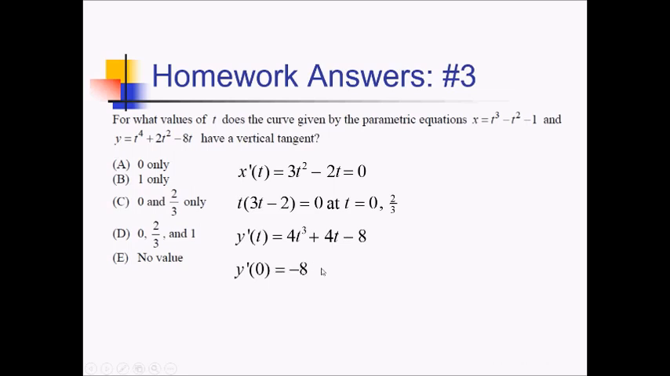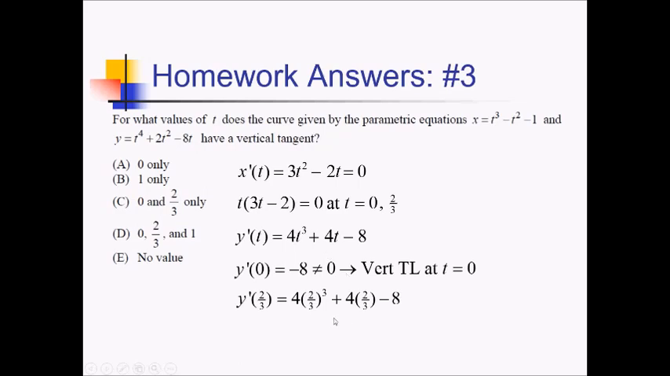Most importantly, that's not 0. So that means that we have a vertical tangent line at t equals 0. Now we have to also test 2/3 because there's an option for 0 only. So for 2/3, plugging that in, I've got 2/3 plugged into really all of these spots here.